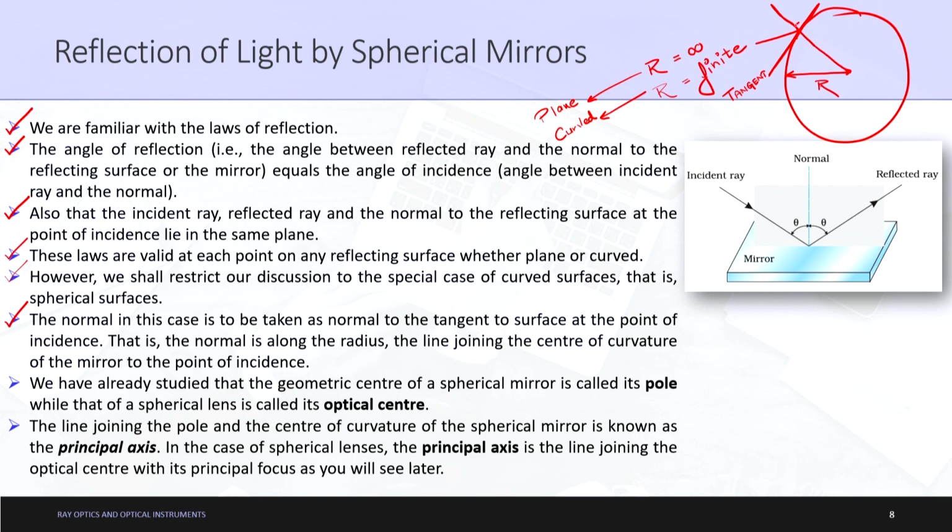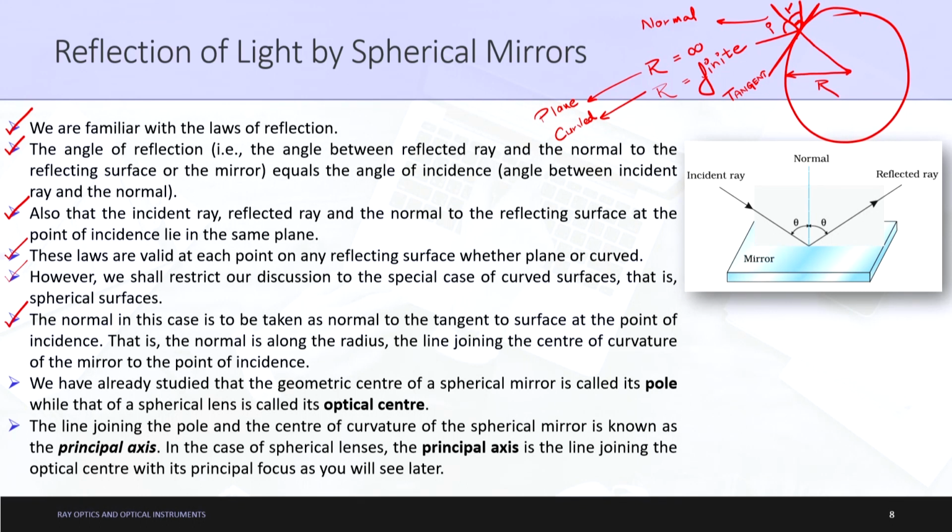So, this is that 90-degree portion. This is your normal here. What it is normal to, it is normal to the tangent at the point of incidence. Therefore, the angle of incidence will be this, and similarly using the laws of reflection we can find out that the angle of reflection will be this. Hence, i is equal to r.